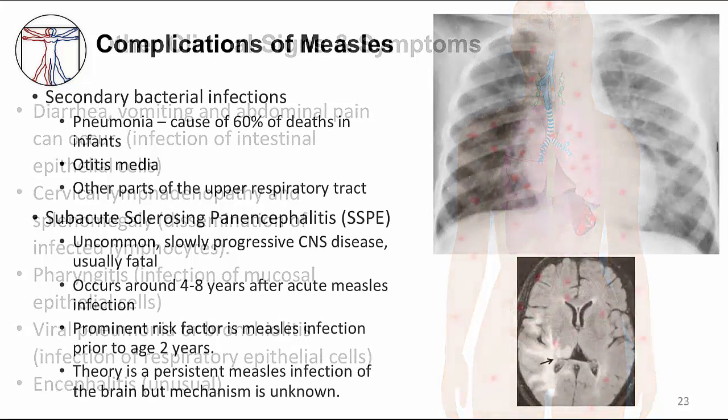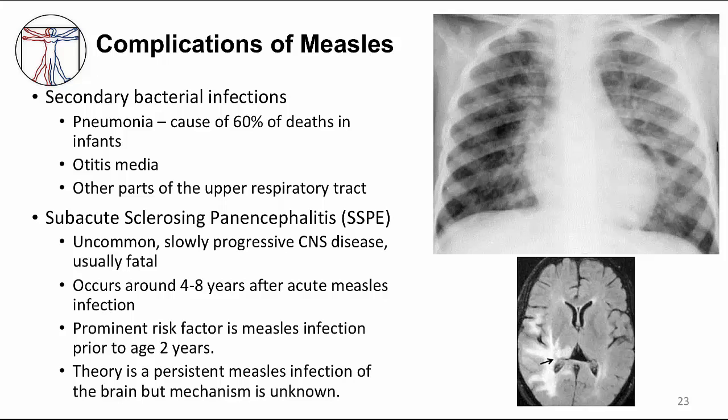Secondary bacterial infections are a major complication of measles infection. It is partly due to the transient immunosuppression that I mentioned before in the measles virus life cycle. Pneumonia is prominent and is the cause of 60% of deaths in infants. Otitis media is also common, and essentially any other part of the upper respiratory tract can manifest a bacterial infection, for example, tracheitis or pharyngitis. In developing countries, pneumonia and diarrhea after measles infection are a source of morbidity and death.